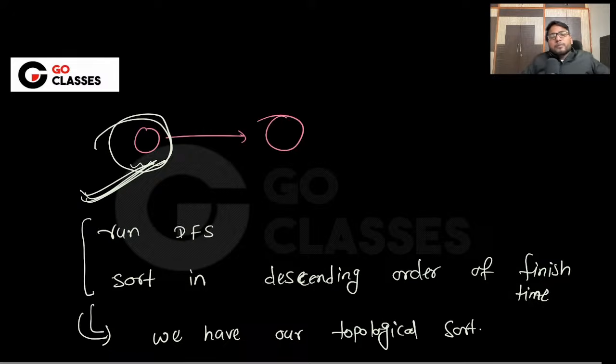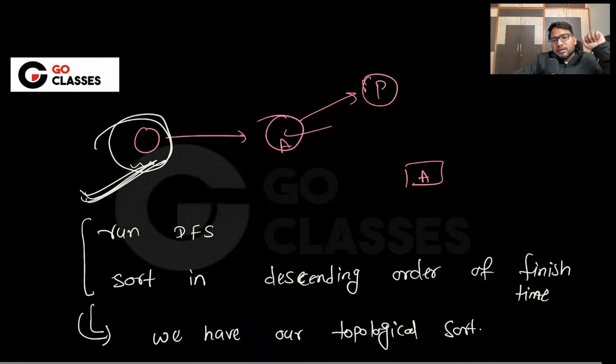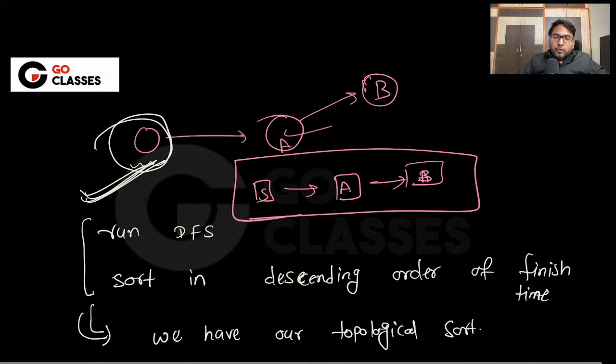So basically, you don't even need to sort. Whoever is getting finished, you can put it in the array or the queue, or maybe in the linked list. Okay, A has been finished. Then let's suppose B is finished first, then after that A is finished. Then you can keep on putting in the front of the linked list, right? Then let's suppose S is finished. Then ultimately this linked list is representing your topological sort.